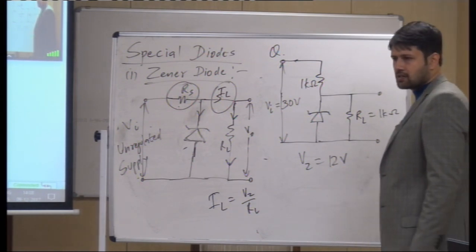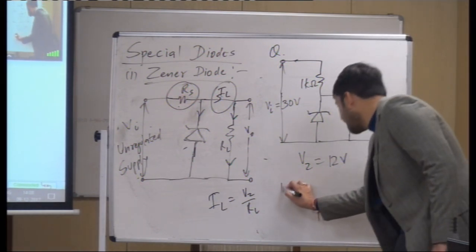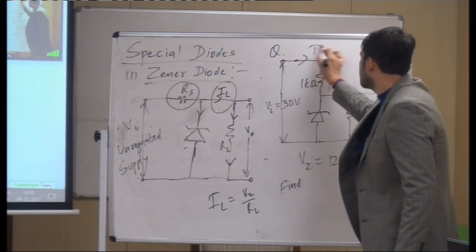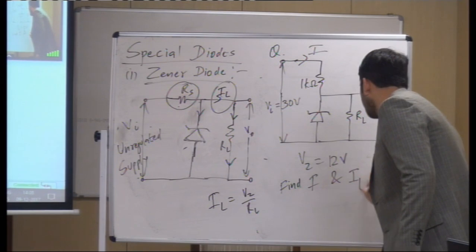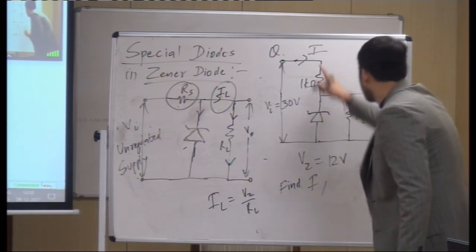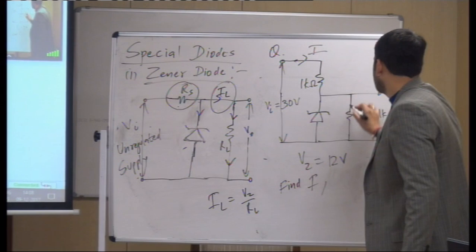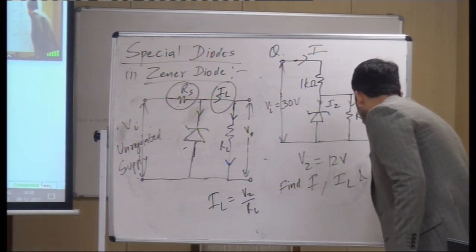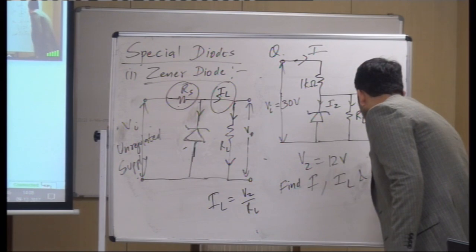Okay? In this case, you need to find the total current I and the load current IL. In fact, find all three currents: the total current I, the load current IL, the Zener current IZ. Now this is a very easy question, you know it.